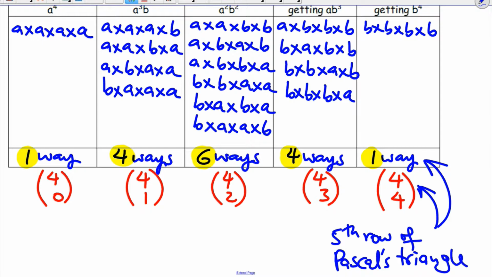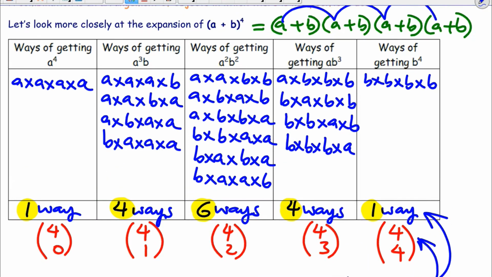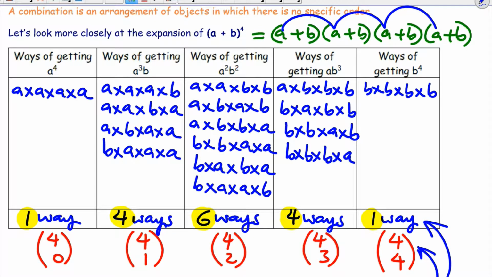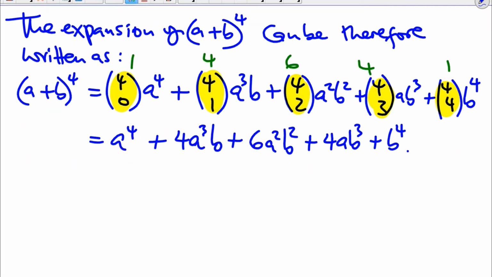And which means the expansion of (a + b)^4 can be written as this: (4 0) a^4 plus (4 1) a^3 b plus (4 2) a^2 b^2 plus (4 3) a b^3 plus (4 4) b^4. Now remember, here we are actually focusing on the coefficients. So these coefficients 1, 4, 6, 4, 1 can be represented as combinations. So 4 choose 0, 4 choose 1, 4 choose 2, 4 choose 3, and 4 choose 4.